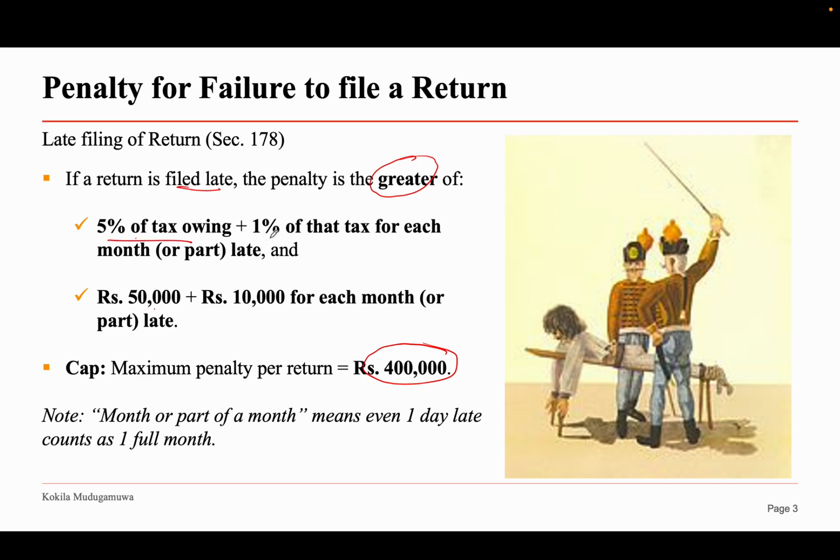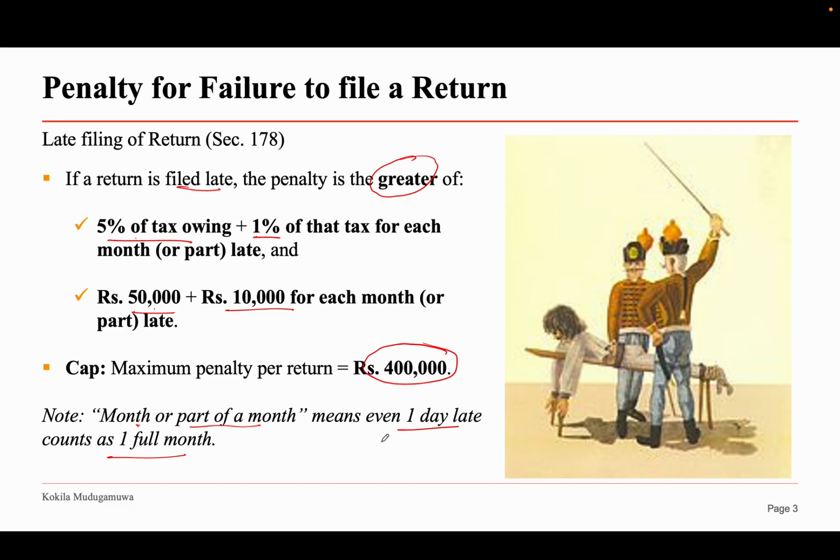5% of tax liability and a further 1% each month or part thereof. Even 1 day delayed, you will get 1% of the tax liability as well. Then 50,000 plus 10,000 each month, even part of the month, right? That doesn't matter. Month or part of the month means even 1 day late counts as a full month.